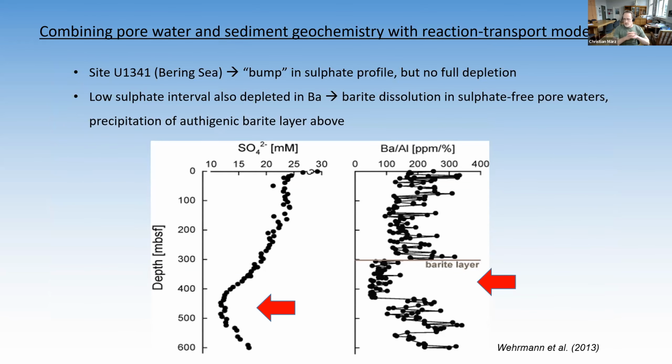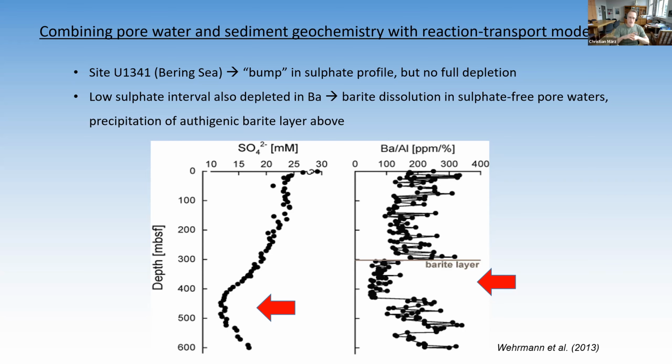You can, in certain instances, if you're lucky and if you have the right kind of data, by combining pore water and sediment geochemistry with reaction transport modeling. And that's something that we did, led by Laura Wehrmann, in the Bering Sea, which is a very highly productive part of the world ocean. I'm showing here the sulfate profile, and you see sulfate goes down, and then it has this strange bump. It never goes down to zero, but it has this roundish pattern. That's something weird in the first instance. We didn't really understand why that's the case.